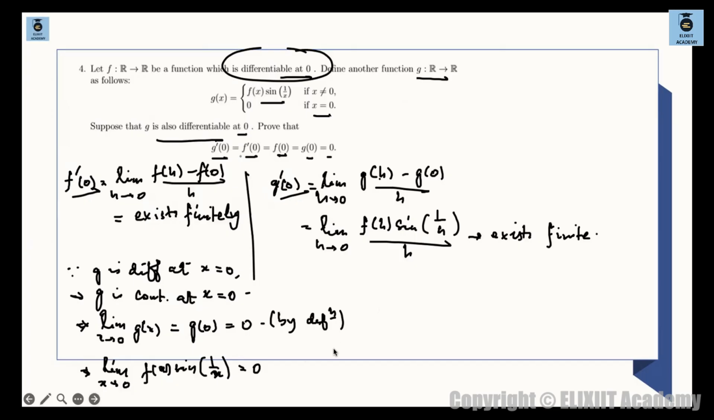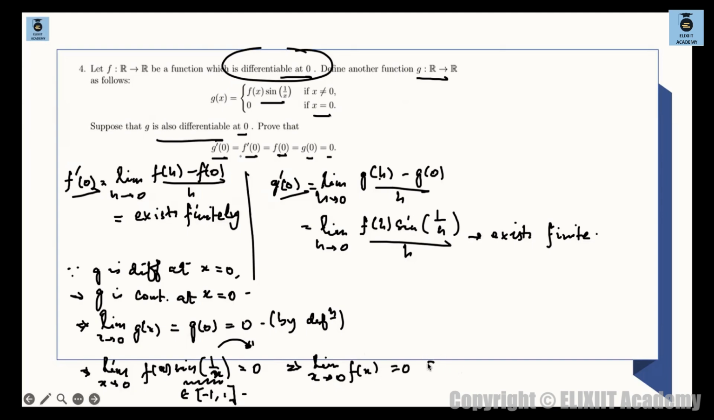Now what we can say from here? Sine of 1 by x is an oscillating function. It will give you an oscillating value in between -1 to 1 as x tends to 0. So f(x) into any oscillating value in between -1 to 1, and their limiting value is given to be 0. The output is given to be 0, which means definitely limit x tending to 0, f(x) will also be 0. This has to be 0. There is no other option. Otherwise, their product won't be 0. So this implies limit x tending to 0, f(x) will be equal to 0.